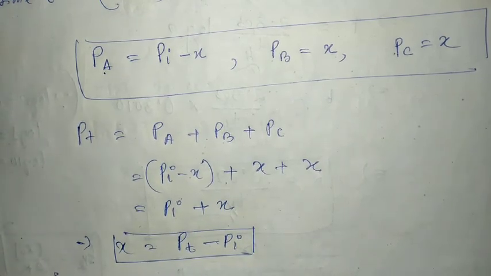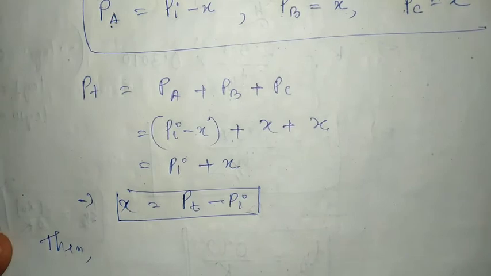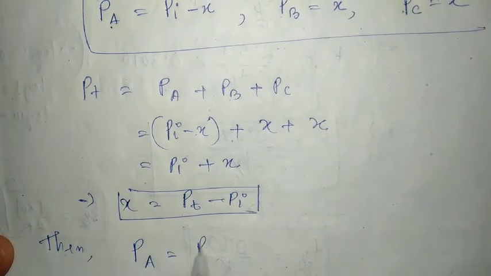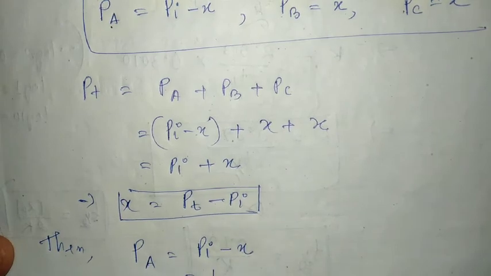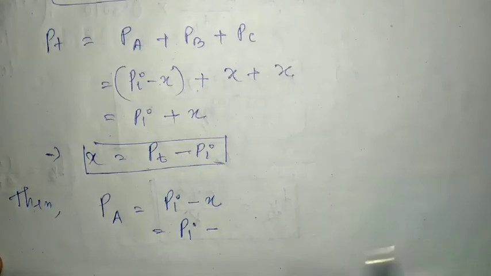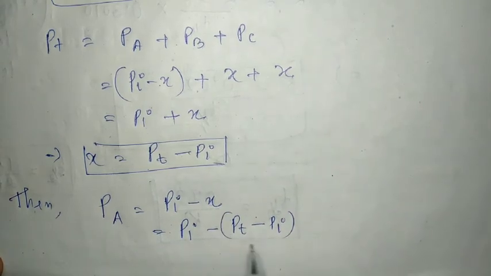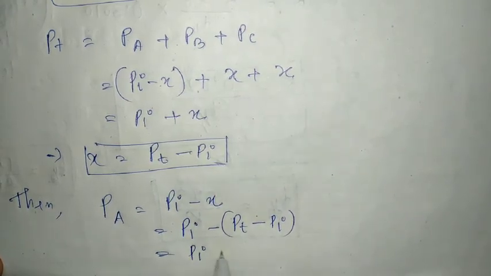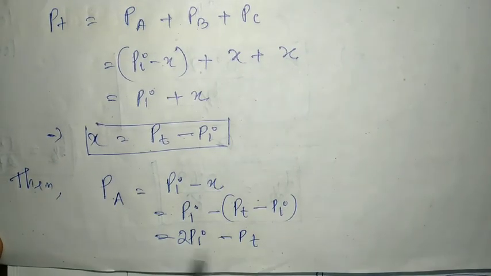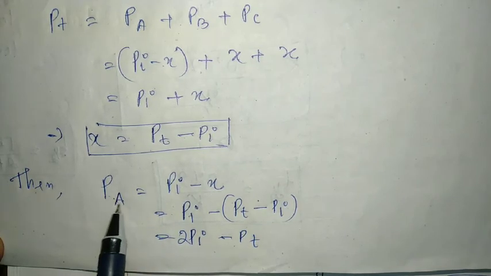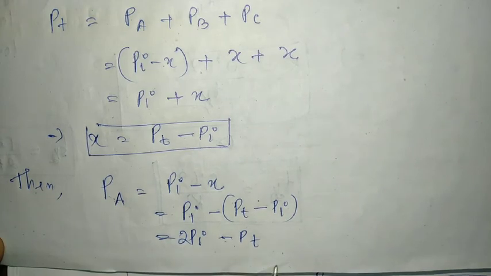Then PA after time T equals Pi minus X. हम लोगों को X वैल्यू मिला PT minus Pi, ब्रैकेट कर देने से, then Pi twice of Pi हो जाएगा, minus PT. This is the value of PA, the partial pressure of gas A after time T, which equals twice Pi minus PT.